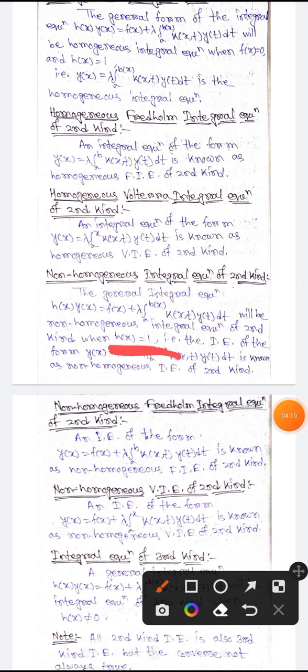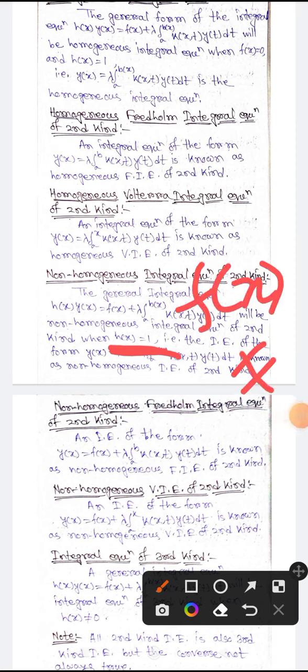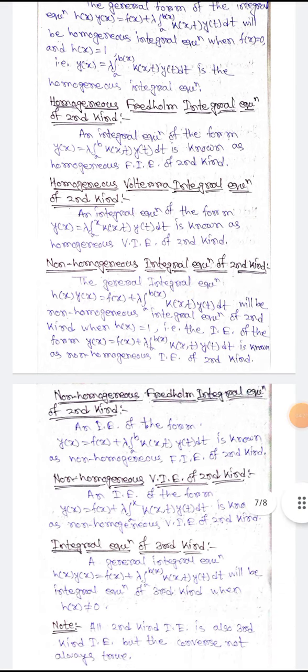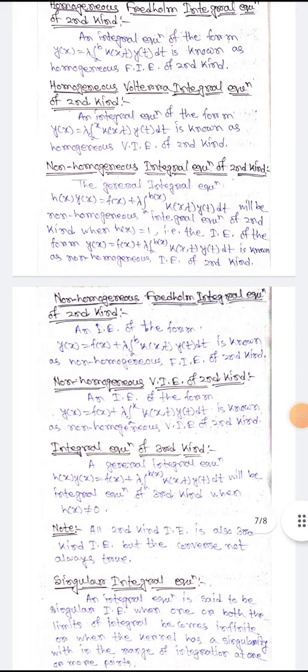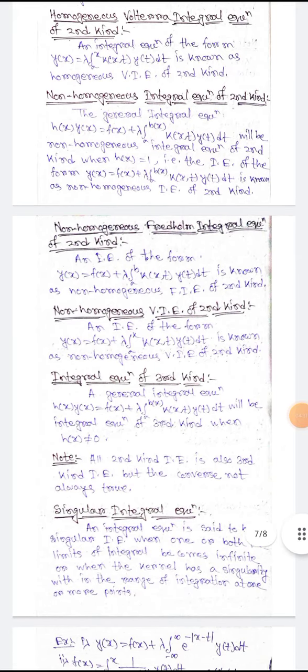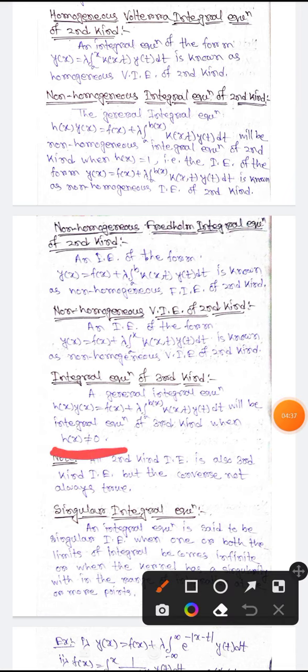Non-homogeneous integral equation. When h(x) equals 1 but f(x) not equal to 0, then it's called non-homogeneous integral equation. Fredholm and Volterra are same. Integral equation of third kind. We call it third kind when h(x) not equal to 0.